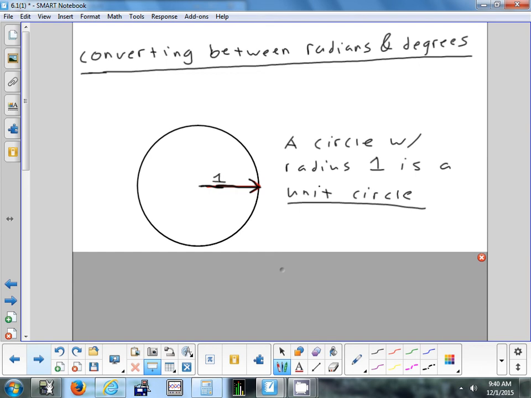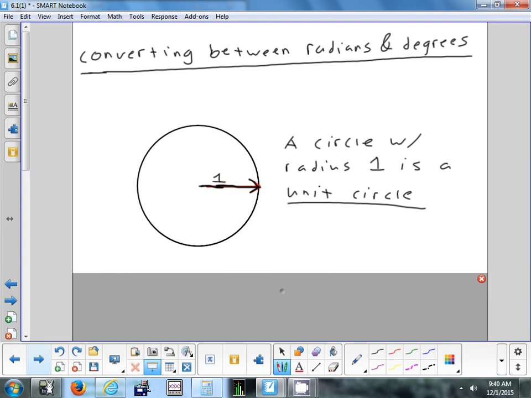What I have on the board here is a circle with a radius of 1. As long as you have a radius of 1, the name of that is a unit circle. A unit circle is just a circle with radius 1. Our goal, what we need to figure out, is a connection between the size of an arc and the size of an angle. We need a connection between those two things.